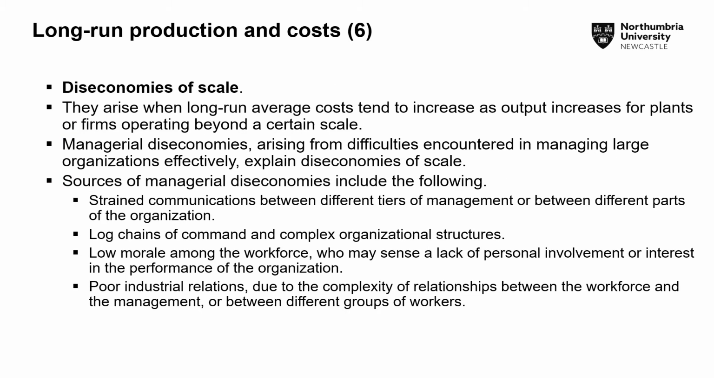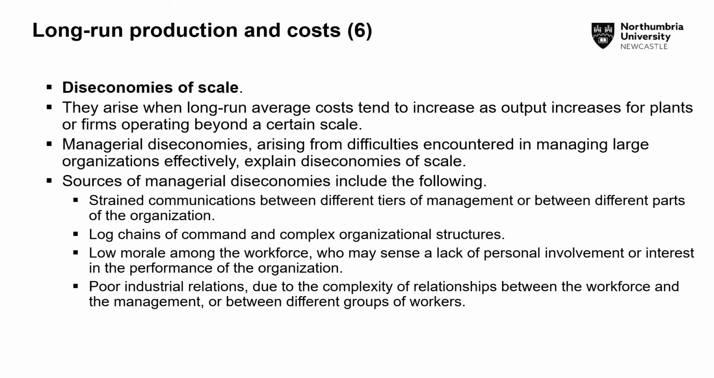Alternatively, what we can also observe are diseconomies of scale. So these arise when long-run average costs tend to increase as output increases. So this is the opposite of economies of scale. Now, why would it cost more? Why would the average cost rise beyond a certain point?